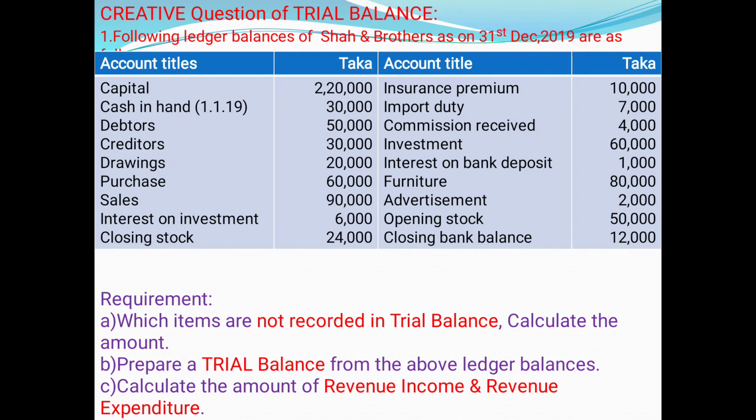Account title, Taka: capital 2,20,000, cash in hand 1,19,30,000, debtors 50,000, creditors 30,000, drawings 20,000, purchase 60,000, sales 90,000, interest on investment 6,000, closing stock 24,000, insurance premium 10,000, import duty 7,000, commission received 4,000, investment 60,000, interest on bank deposit 1,000, furniture 80,000, advertisement 2,000, opening stock 50,000, closing bank balance 12,000.